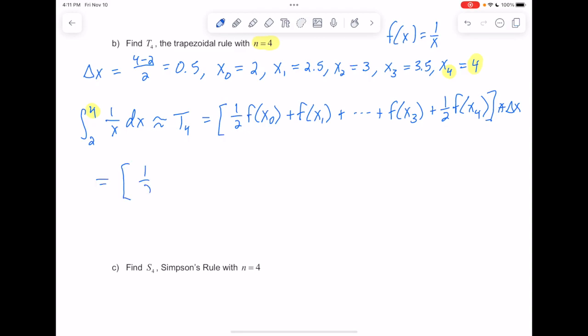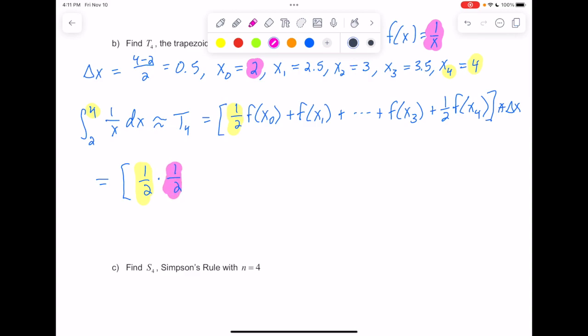So we have 1/2 from the 1/2 in front of the f of x0. And then what is x0? x0 is 2. We're going to plug that into the 1 over x function, so that's going to give us 1/2. The first 1/2 comes from the formula, so that's this 1/2. The second 1/2 comes from taking x0, which is 2, and plugging it into 1 over x, which gives you 1 over 2. A little tricky that those match up. They won't always, but in this case you can see the different places those come from.